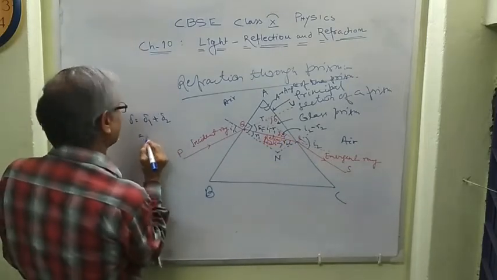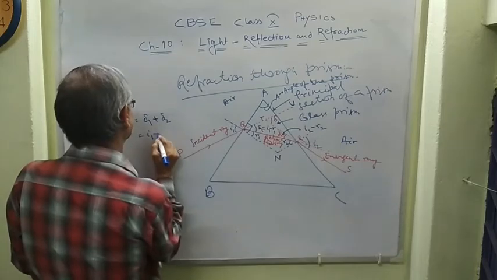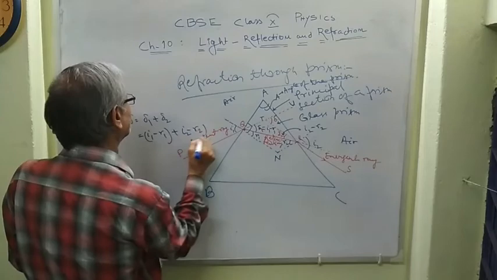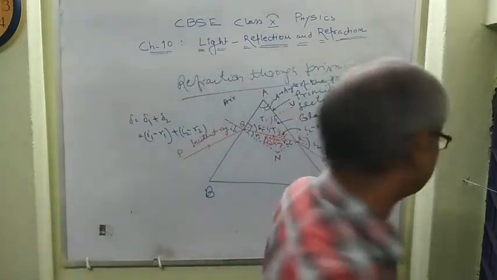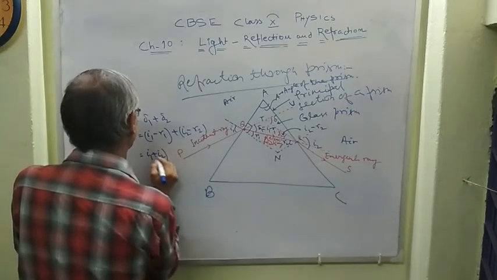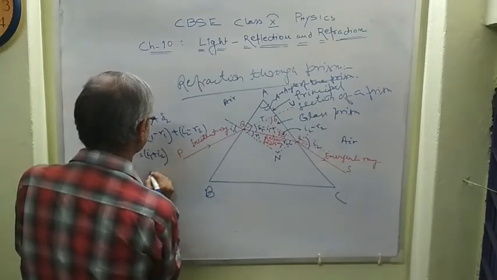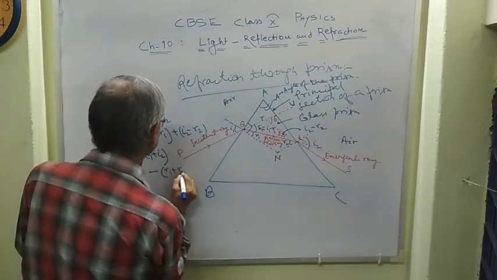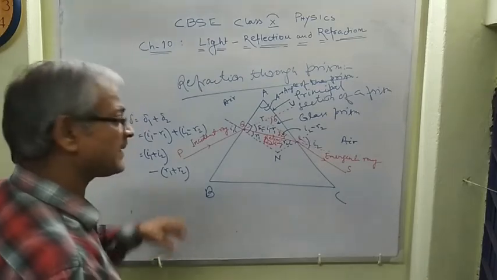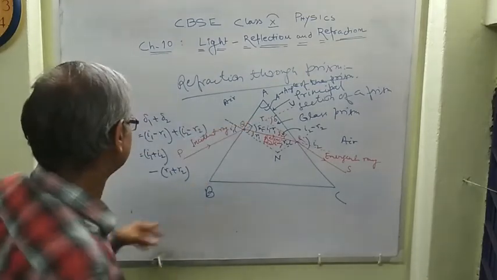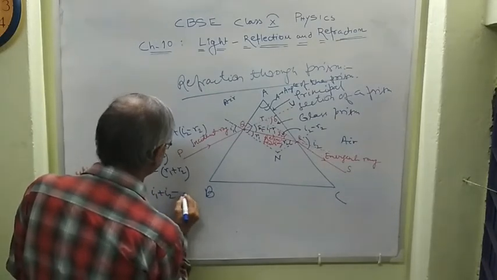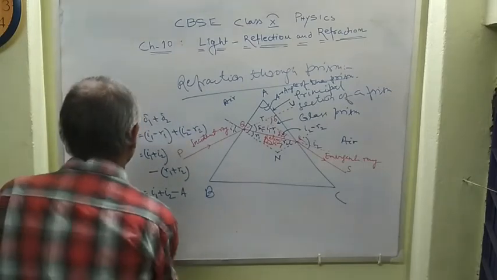We write it: I1 minus R1 plus I2 minus R2. Right? Then I1 plus I2 minus R1 plus R2 will be the total deviation produced. Now we prove that R1 plus R2 equals the angle of the prism. That is, I1 plus I2 minus A is the relation for delta.